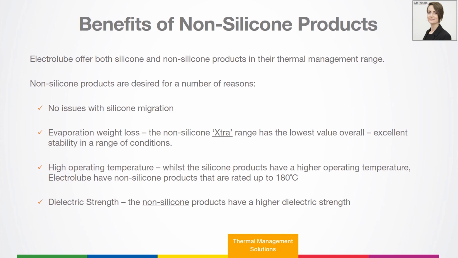Also, our more advanced range, known as the extra range, has been developed to reduce evaporation weight loss, so improve the stability of the product at high temperatures, and also to increase that high operating temperature range, bringing it closer to silicon products. All products obviously have their own merits with regards to electrical properties too, so it's important to check all of these factors and consider, do I really need a silicone? Do I not need a silicone? Does it really matter? And this can help you narrow down the selection that you have available to you.